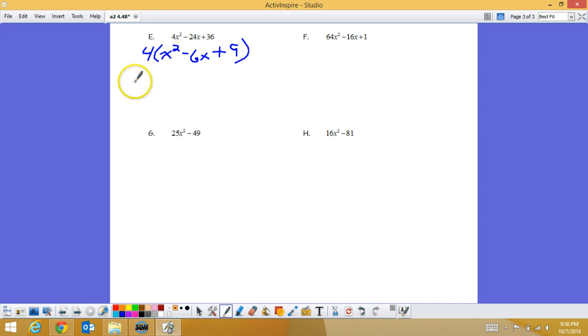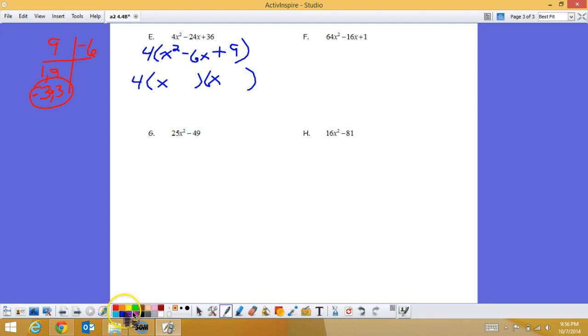Now we have an a value of 1 inside there, so now we can go right to our two sets of parentheses. And remember from yesterday, those two numbers are going to multiply to 9. And if you think about it, it's 1 times 9. So the only pairs that do that are 1 and 9 and 3 and 3. And they're going to add up to negative 6. Well, 3 and 3 do if they're both negative.